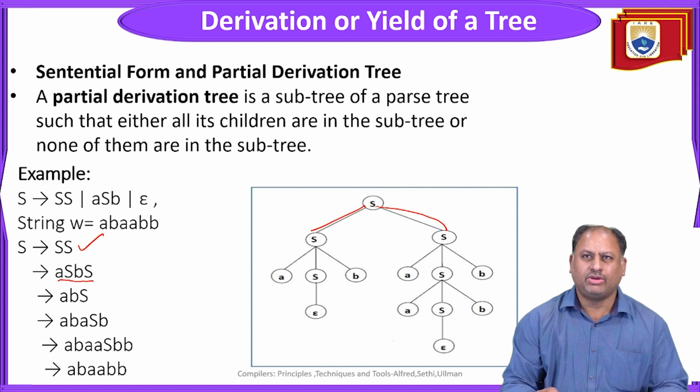That means we are going to generate a subtree of the parse tree. A subtree of the parse tree, that is, children, or sometimes none of the children are in the subtree also. This is called a partial derivation tree. A partial derivation tree is a subtree of the parse tree such that either all children of the subtree or none of them are in the subtree.